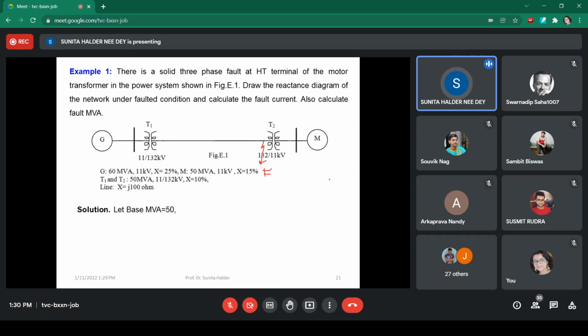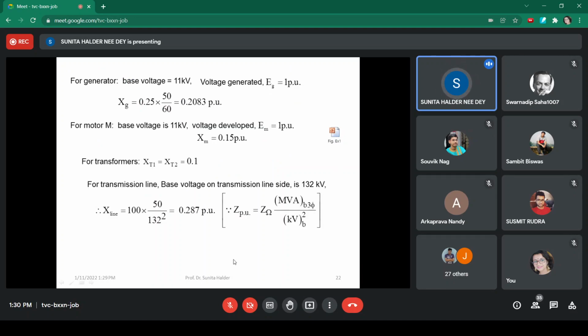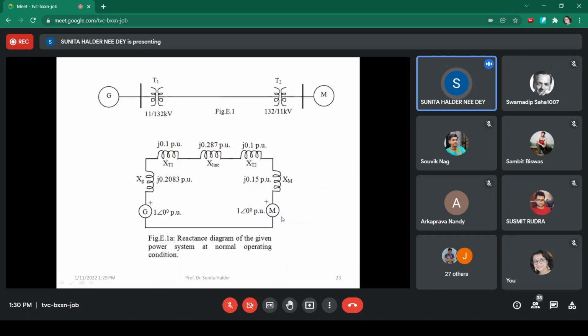The reactance diagram part I have already discussed in per unit representation, so you can do it. I have given it here, you check it yourself. Here I have considered the base MVA as 50, you can use 60 or whatever you want. With that, if we get the per unit representation of the reactance diagram, this will be the reactance diagram, right?